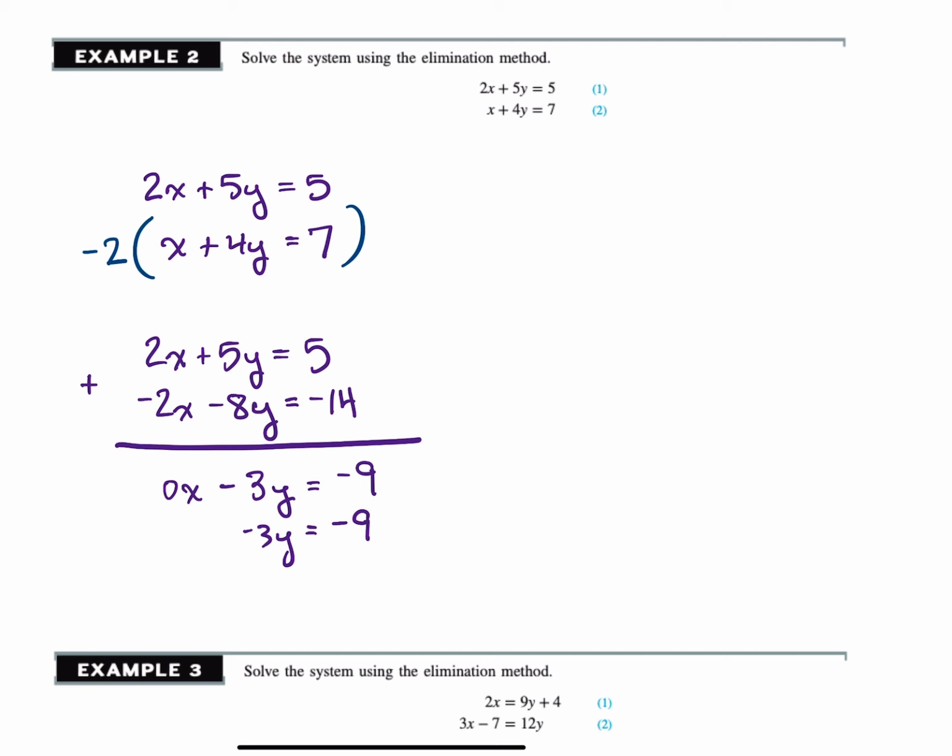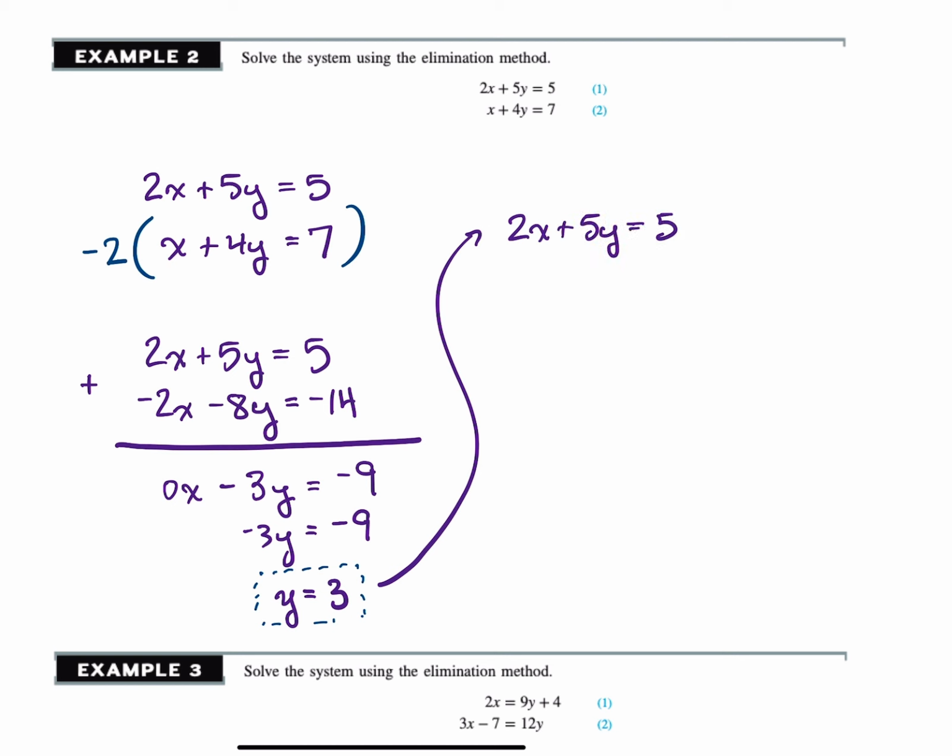Let's just divide both sides by negative 3. So y will equal positive 3. So we got one part of our solution. Now let's take this value and plug it into one of the original equations. So I'll take the first equation again: 2x plus 5y equals positive 5. So let's plug in 3 for y.